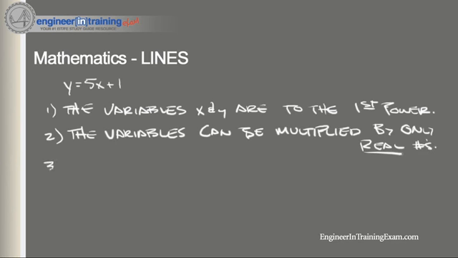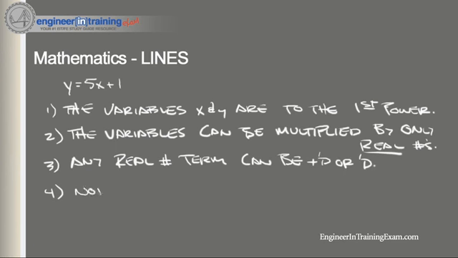The third rule is that any real number term may be added or subtracted. And finally, number 4, nothing else is permitted.